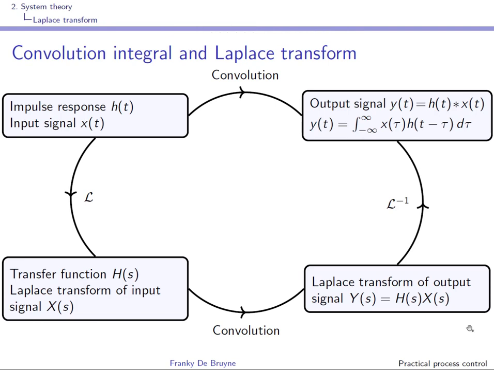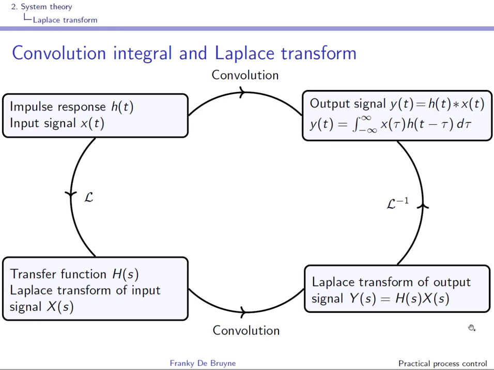Well, a first main result is the result of the convolution integral. If you're given the impulse response of the system, h of t, so this is the response to a Dirac impulse, and you're given the input signal to the system, then you can compute the output y of t, and it is simply the convolution of h of t and x of t, and this convolution can be written as follows. And this is again under the assumption that the system is linear time invariant.